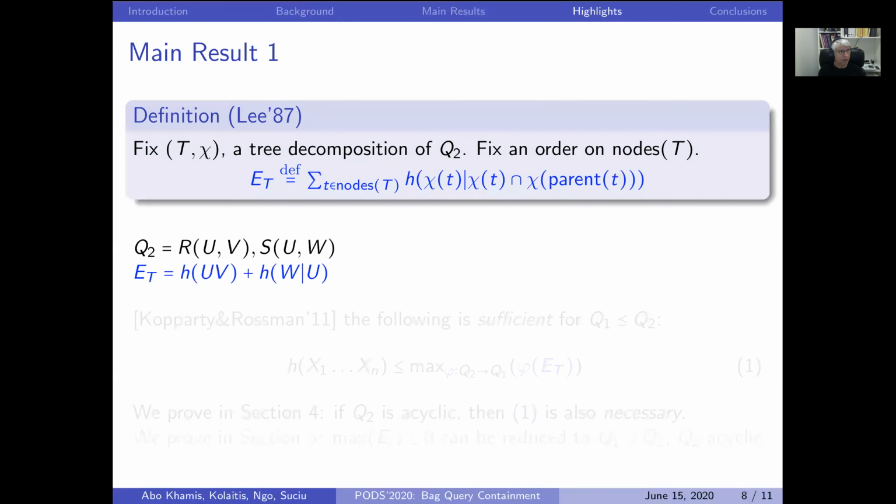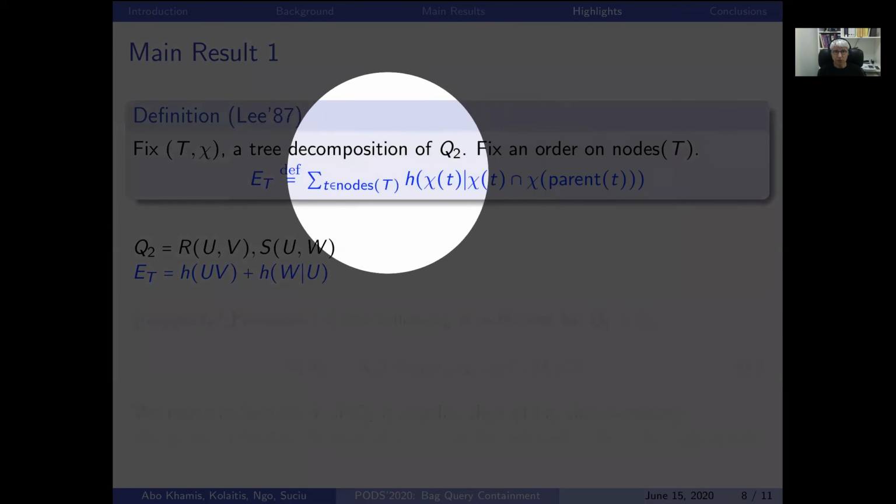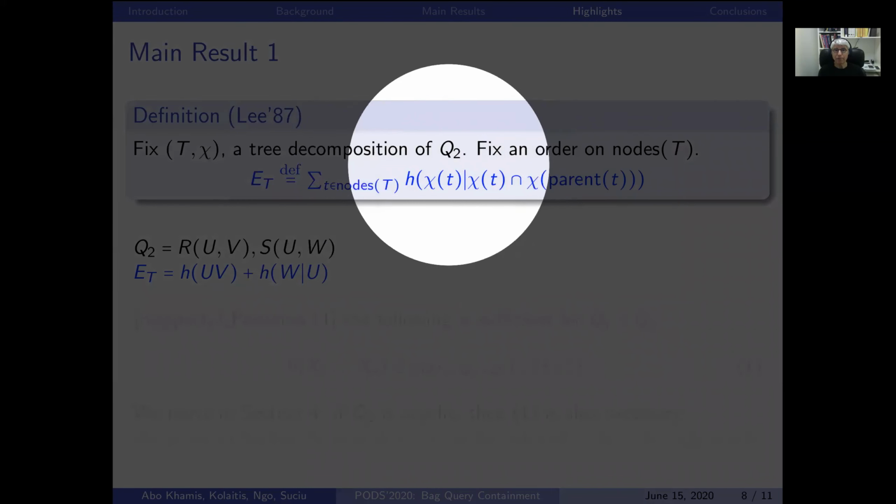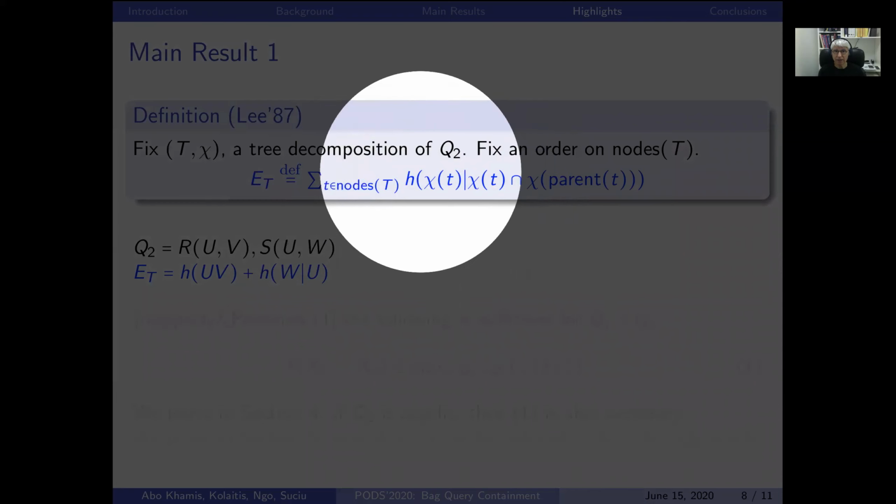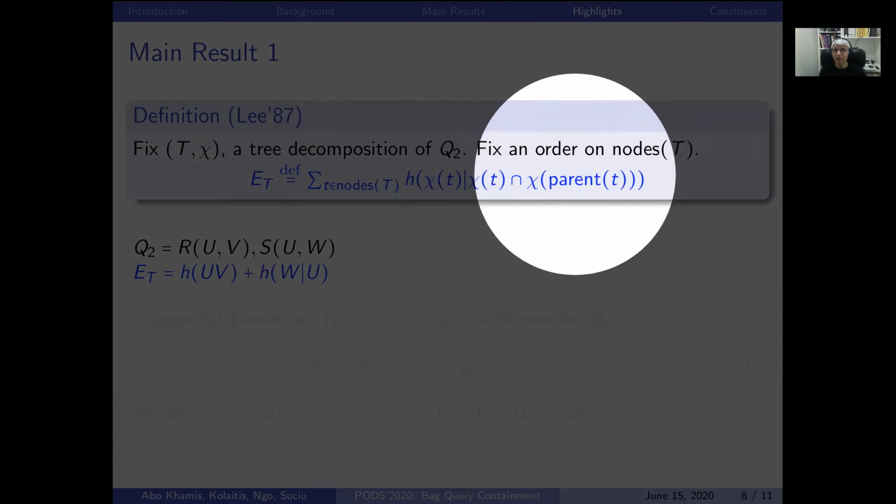And I will start with the first one, which is the many-one reduction from bag query containment into max information inequalities. And the critical technical nugget here is a beautiful formula introduced by Tony Lee in 1987. It goes as follows. Fix any tree decomposition of Q2 and then an order on the nodes of this tree decomposition. We define the following linear expression of entropic terms. We sum over all the nodes of T, and we take the entropic term of the variables at that tree node, at that bag, conditioned on the common variables with the parent.